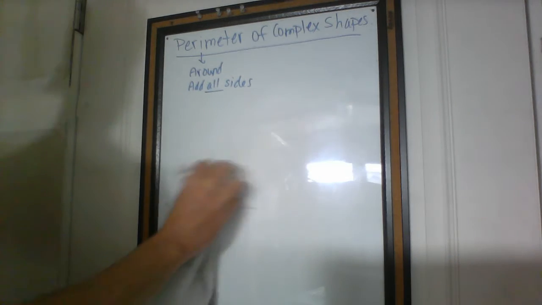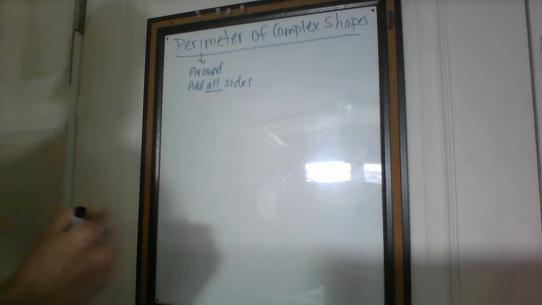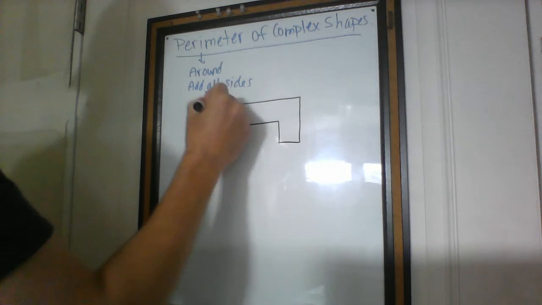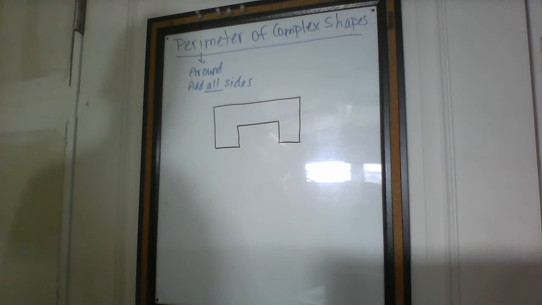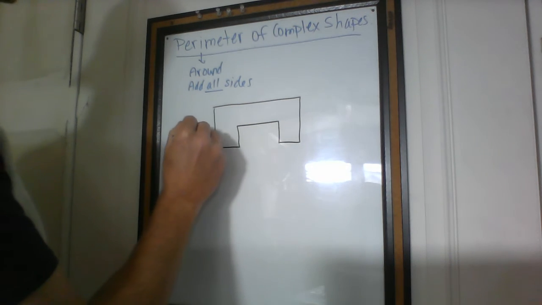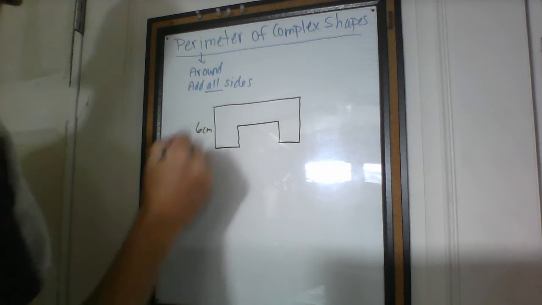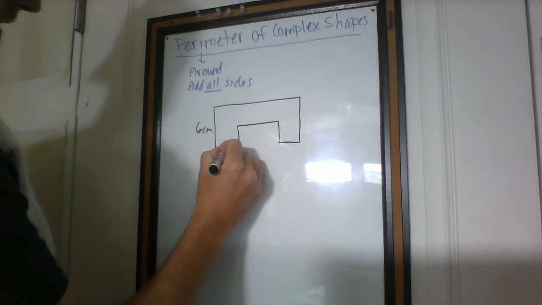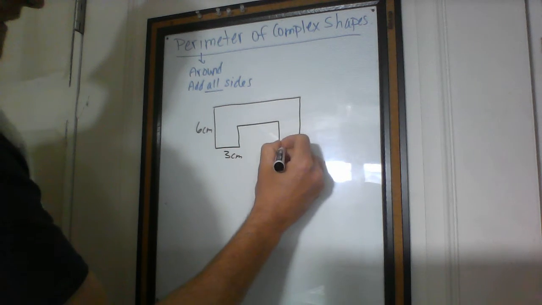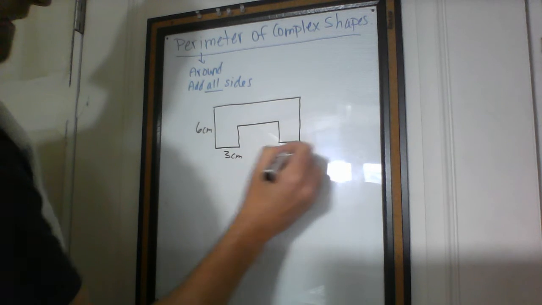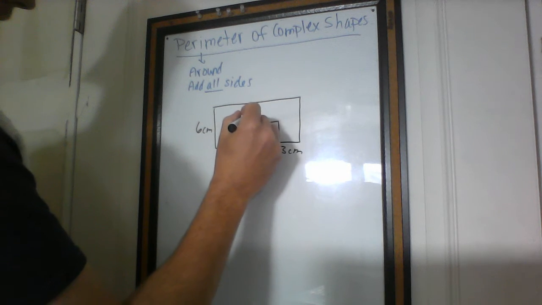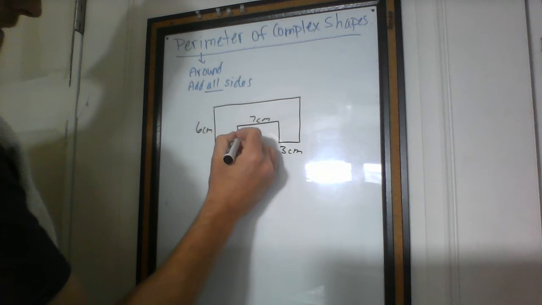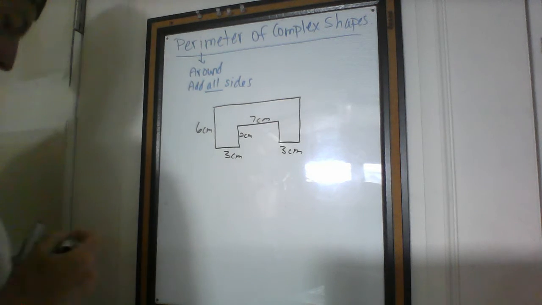Okay, let's go to a different one because a lot of times we might see something that is more of like an upside down U, however you want to look at that. And if we say that we have, let's go 6 centimeters. So if this height is 6 centimeters, that one's going to be the same. Let's go, this one is going to be 3 centimeters, 3 centimeters. And let's say this one is 7 centimeters. And then the height on this, we'll go with 2 centimeters.